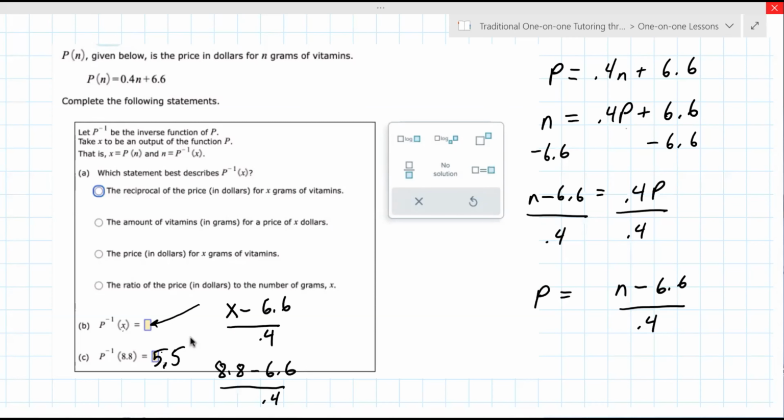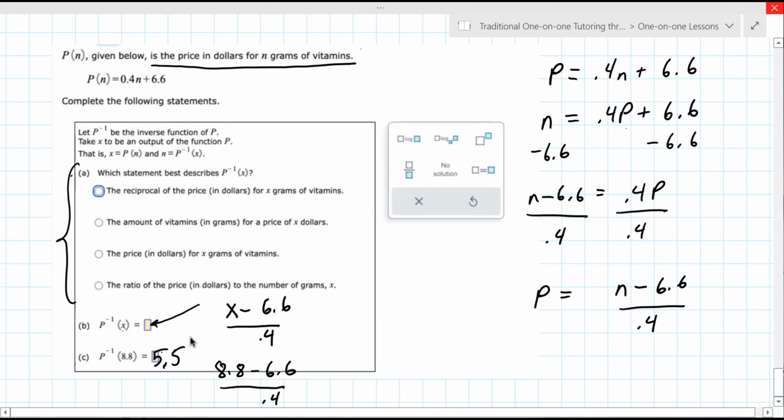So to answer part A, you first go back to the units of the original. The units of the original is price in dollars for n grams of vitamins. So the inverse is the flip of it: n grams of vitamins for P dollars. And then we're looking for the one that matches up to that price of X dollars.